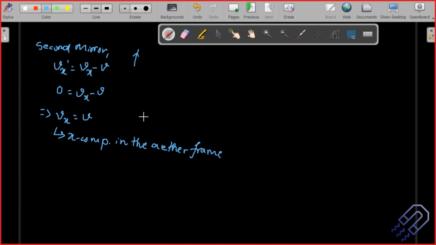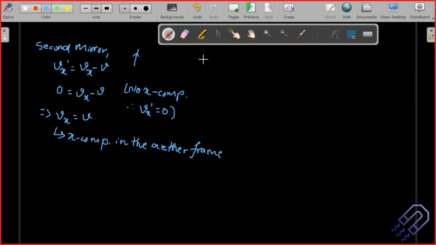On the earth frame, we don't have the x component, but on the ether frame, we do have the x component. So for this, we have no x component. Therefore, this Vx prime is equal to 0. Vx prime will actually become 0.